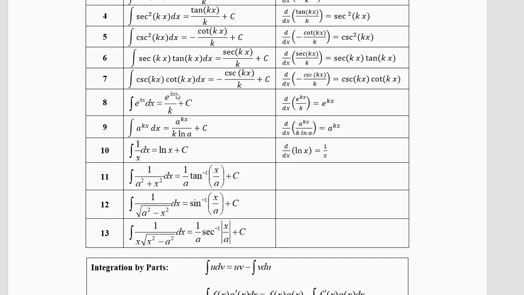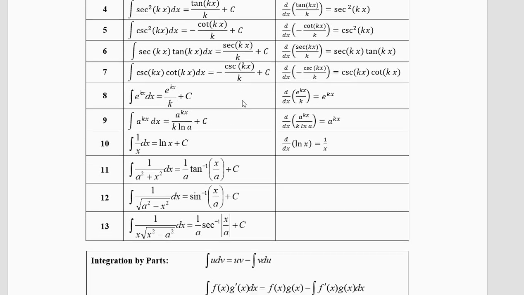Sine goes to cosine, cosine goes to sine, tangent goes to secant square goes to tangent. But exponential function is very special. You get back the special exponential function when you integrate it and also when you differentiate. The number will get adjusted.